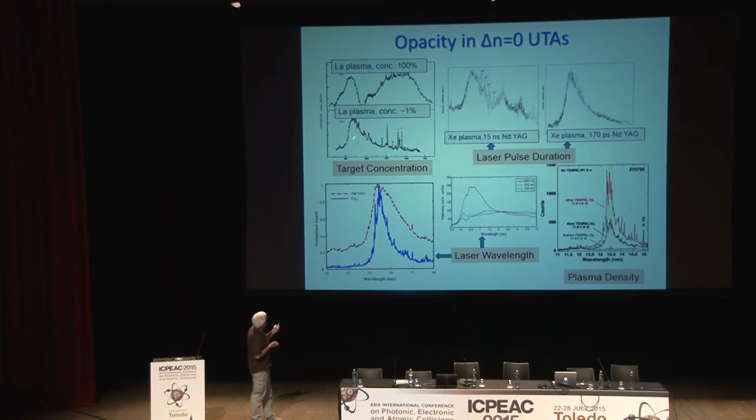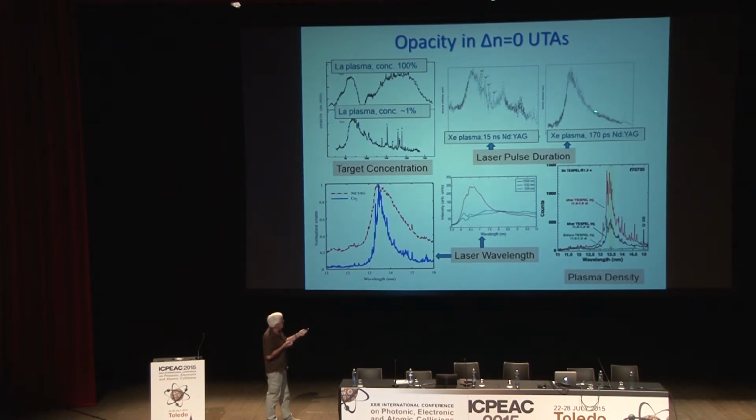So, for example, if you take a spectrum of pure lanthanum, it looks like this. If you use 1% lanthanum, it looks more like this. The reason being that the strongest transitions get absorbed. The emission here is from very high stages, of which you don't have too many in this spectrum. And over here, a lot of the weak lines are coming through because they're not really absorbed. If you go to different pulse durations, this, again, is the spectrum of solid xenon with a nanosecond laser, you get lots of lines appearing in absorption.